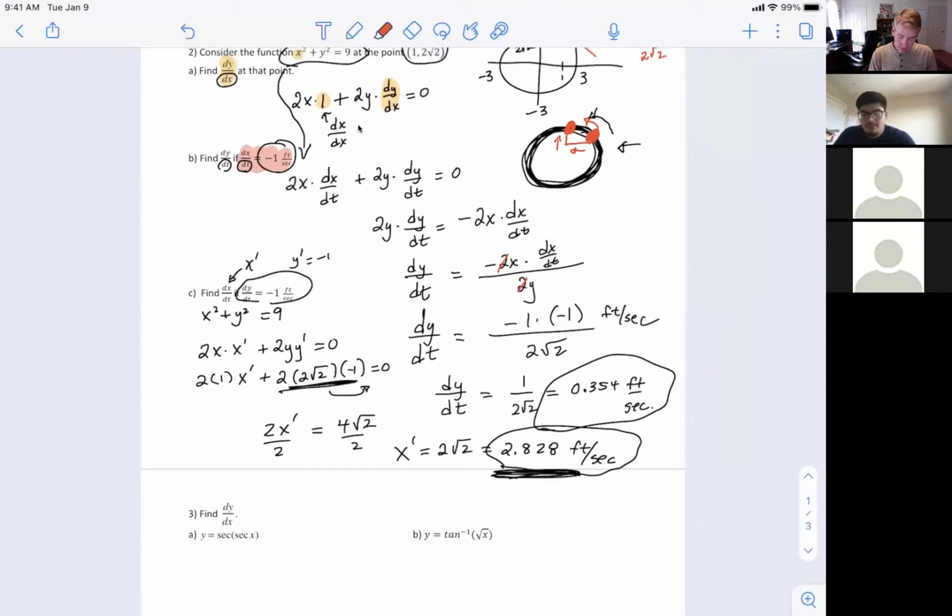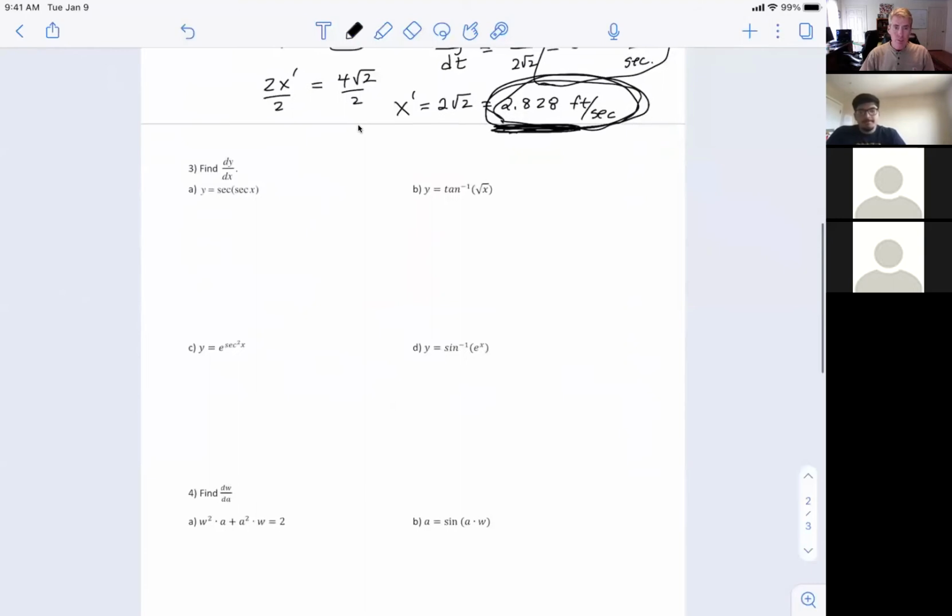The reason for that is right here, I said dy/dt is equal to -1, which means it's now going down. So for part C, it's actually going this direction, because it's going down and then it's going to the right. So if it's going down and to the right, that means that this derivative, yep, was supposed to be positive. So that's the beginning of implicit differentiation.